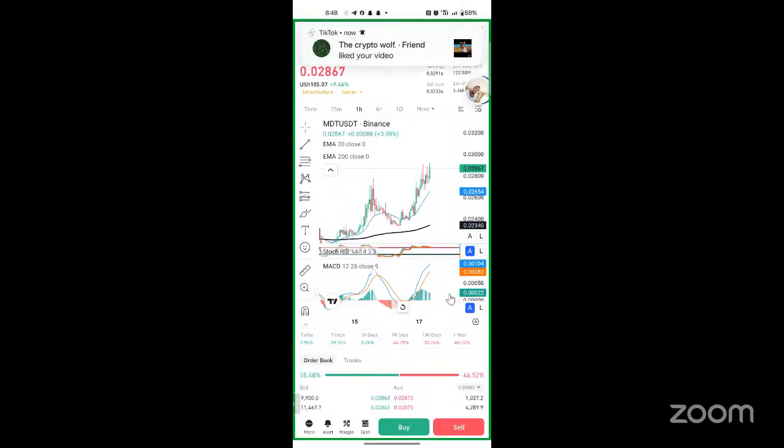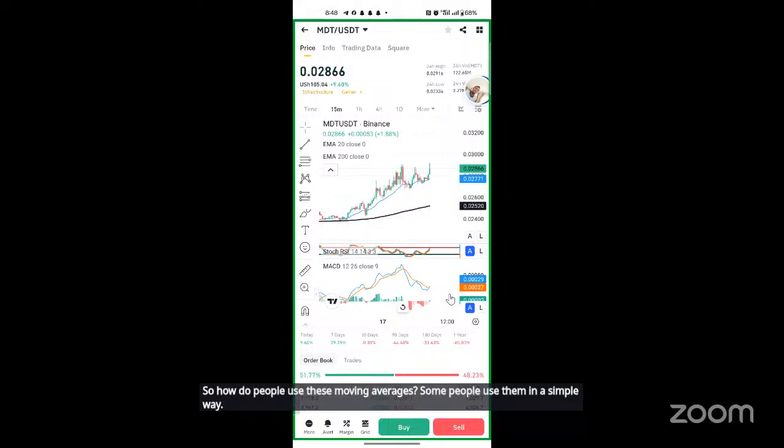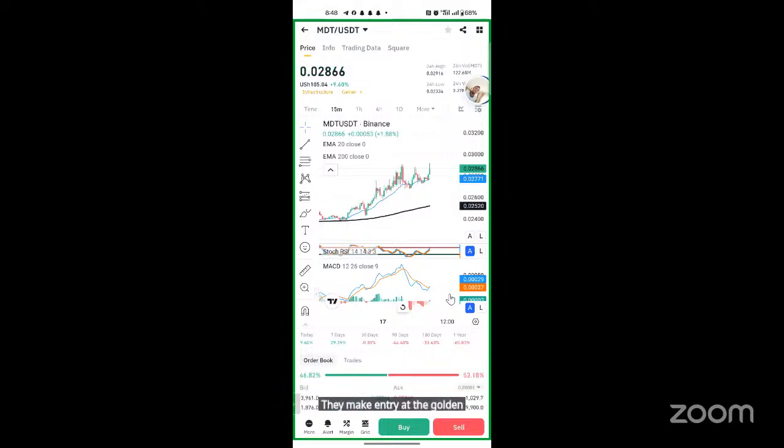So how do people use these moving averages? Some people use them in a simple way. They make entry at the golden cross and plan to make exit at the death cross.